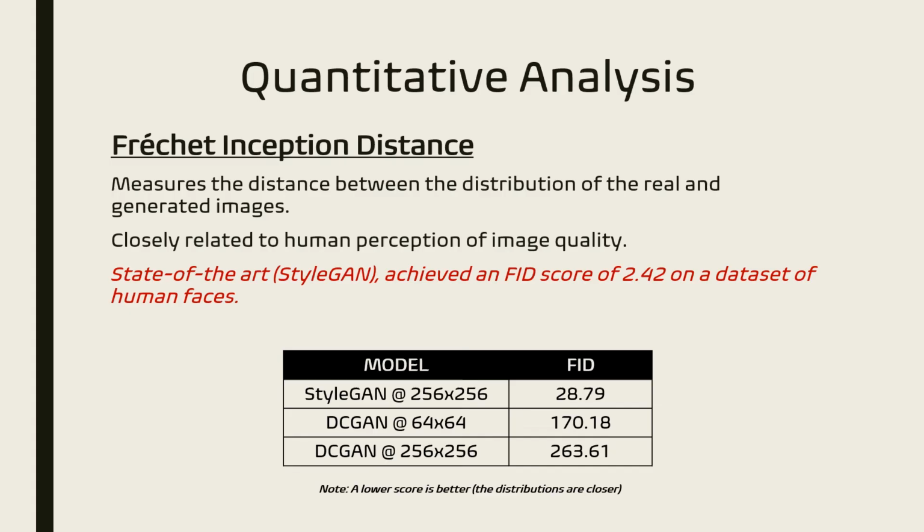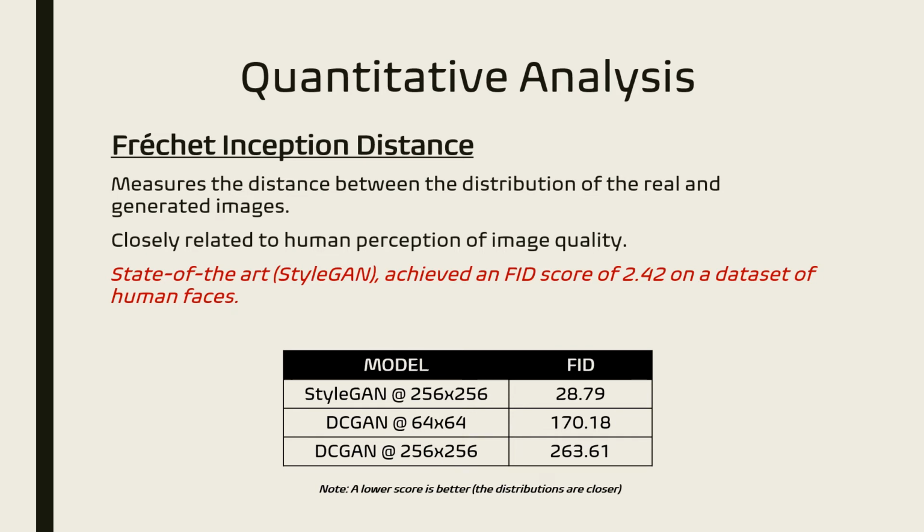So, did this work? The quality of generated images can be analyzed simply by looking at them, but we also have the Fréchet inception distance to give us a good quantitative metric. The FID score is closely related to human perception of image quality and works by measuring the distance between the distributions of the real and generated images, with the lowest score being better.